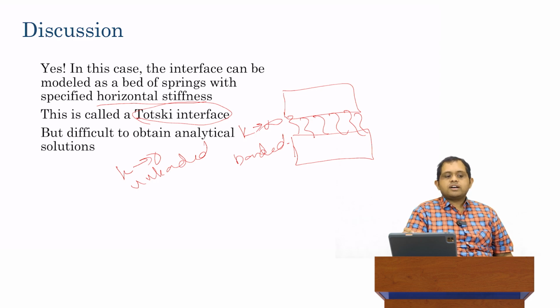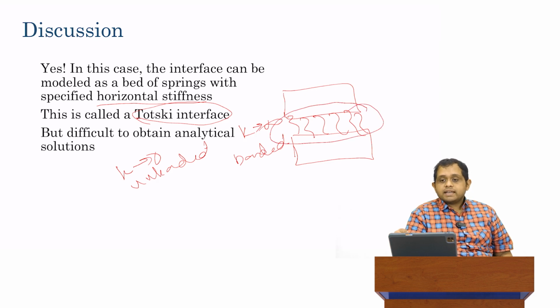0 and infinity, of course, are idealized values. So what that really means is that we can analyze a partially bonded case using this type of an interface condition, where our two layers are actually connected by a series of springs. And this type of an interface, this spring interface between two layers, is called a Totsky interface. This name, by the way, is a Russian name. That's why it's spelled in this way. But it's used quite widely in certain applications, which we will talk about later.